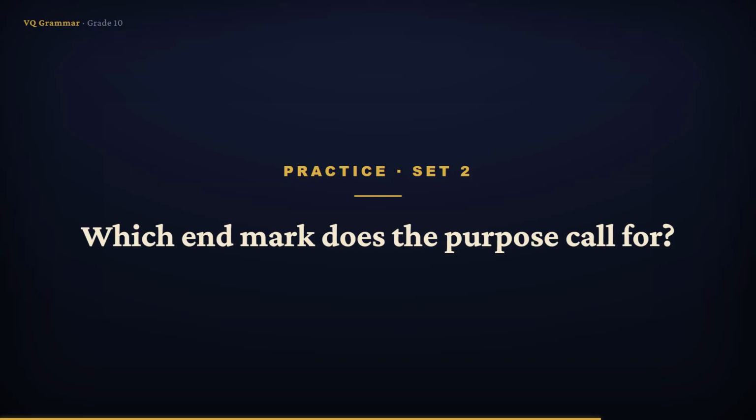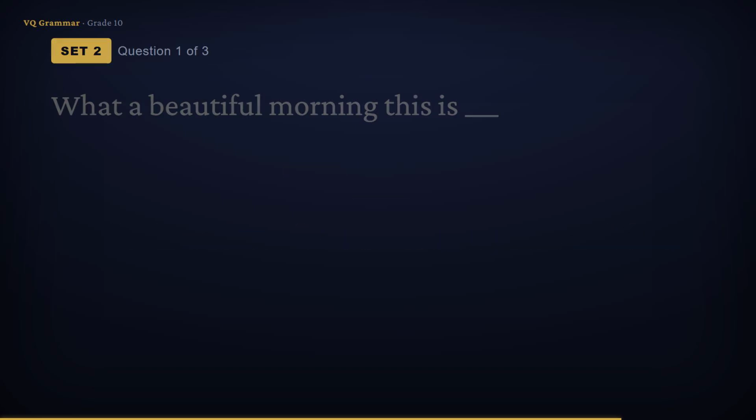Now each sentence arrives with no end mark at all. Decide what the sentence is doing, and then choose the mark that its purpose demands: a period, a question mark, or an exclamation point. Pause and try each one before I answer.